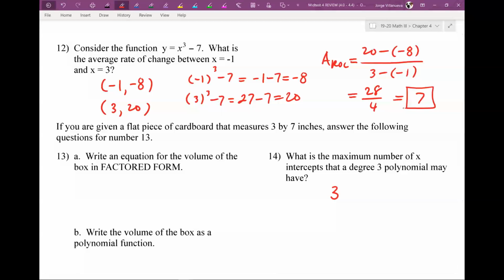So the only, I guess you could say, hard part to this is you got to figure out the y values yourself by plugging them into an equation. Once you figure out the y values, from there it's just slope formula, right? y2 minus y1 over x2 minus x1.